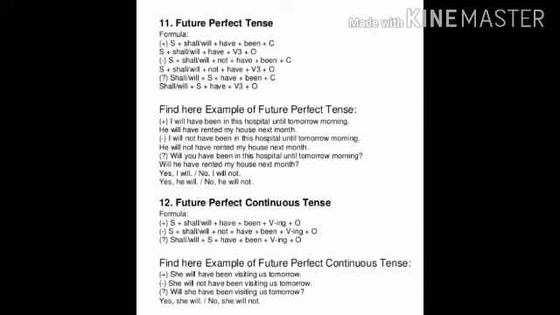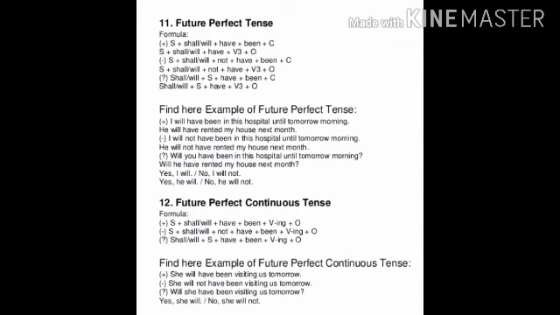Same like that in negative, I will not have been in this hospital until tomorrow morning. Or he will not have rented my house next month. In interrogative, will you have been in this hospital until tomorrow morning? Or will he have rented my house next month?